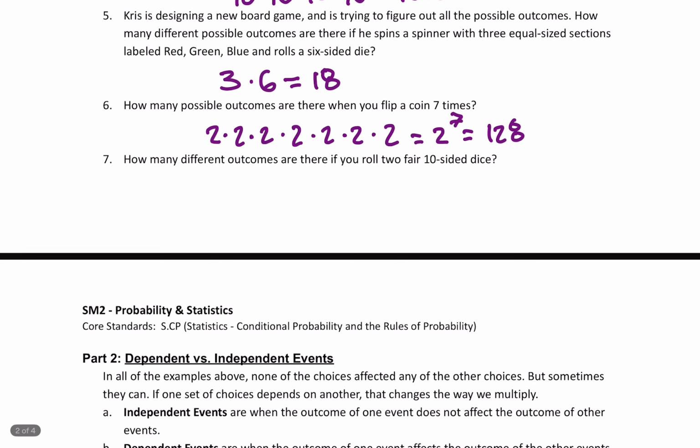So how many different outcomes are there if you roll 2 fair 10-sided dice? Well, it's just another dice. This time instead of 6 sides, we have 10 sides. So we're going to roll the dice once, we get 10. We're going to roll the dice again, we get another 10. So we've got 100 different outcomes.